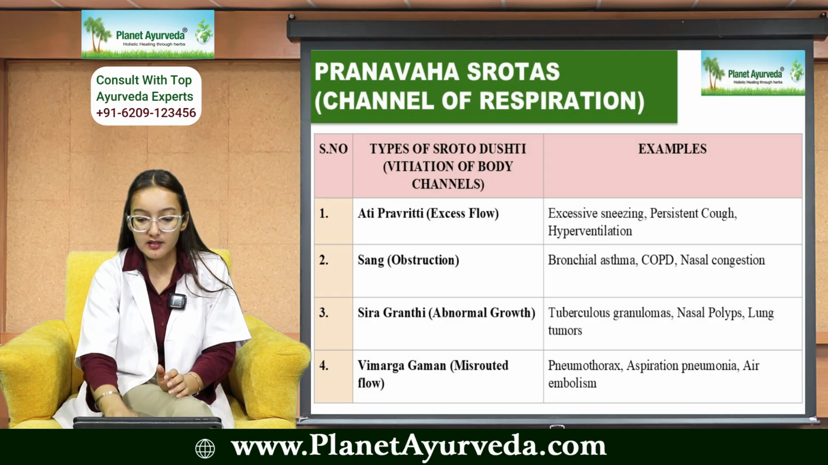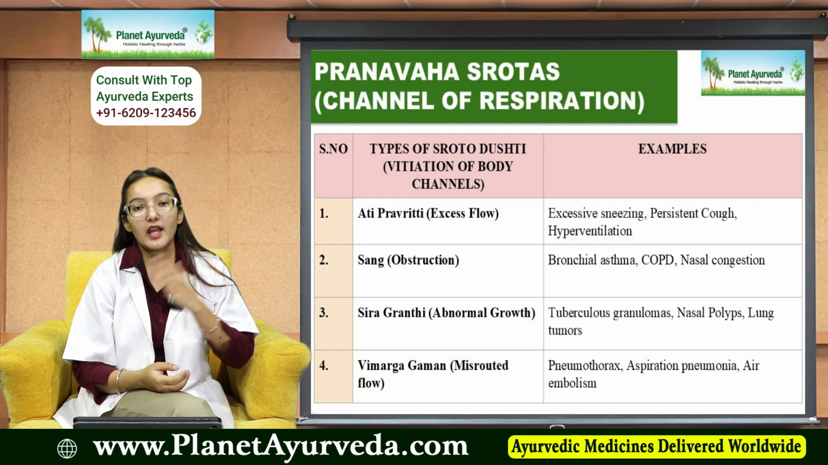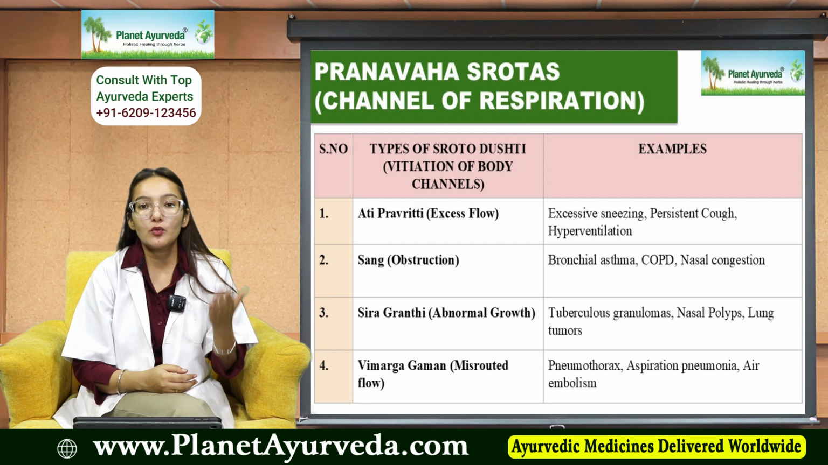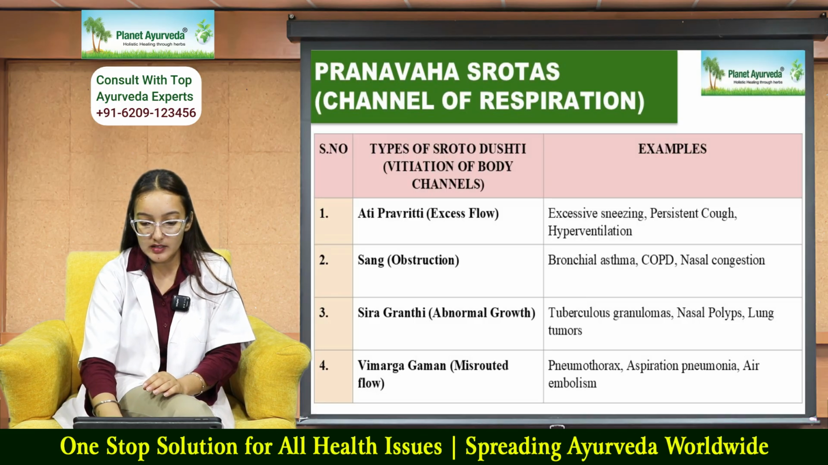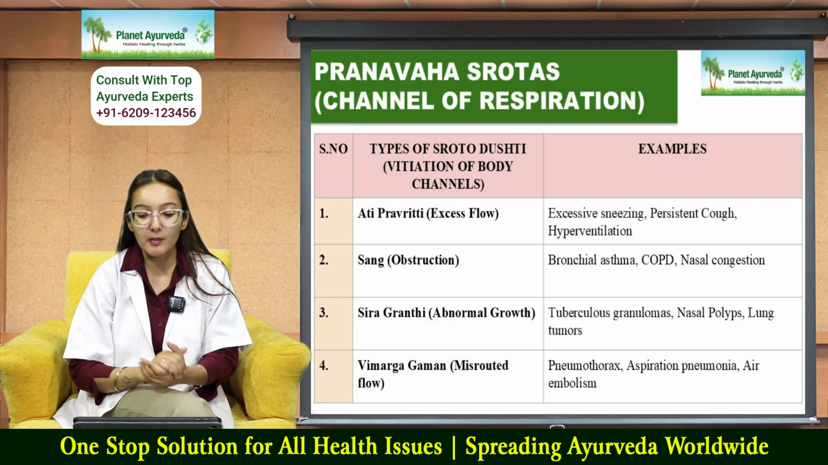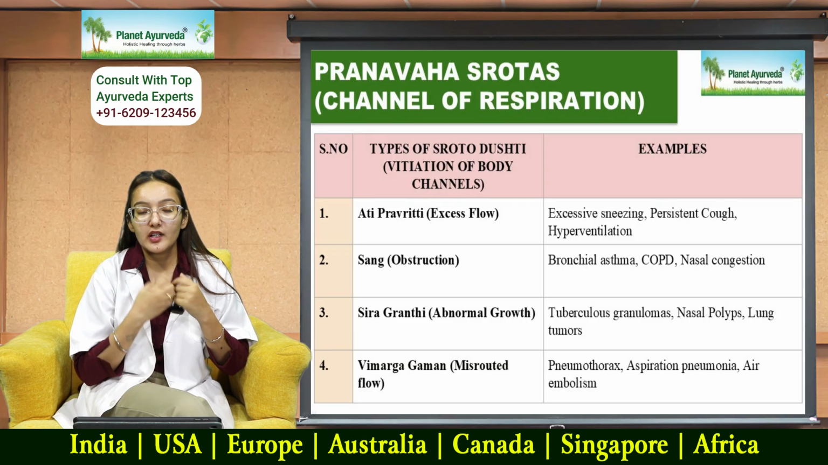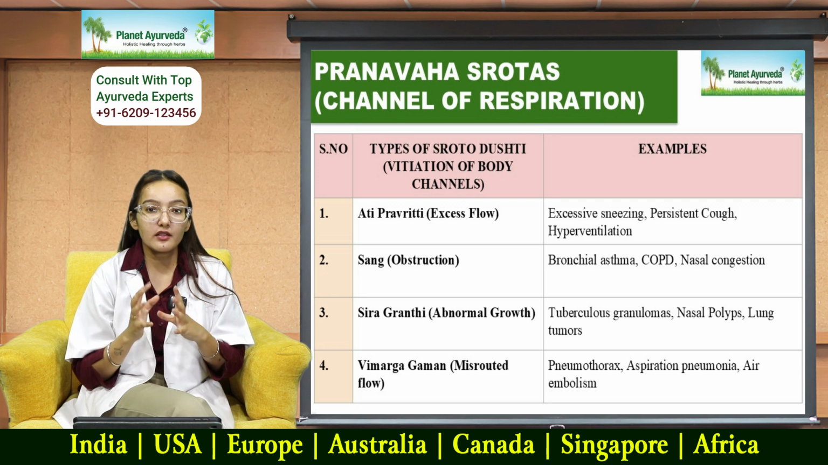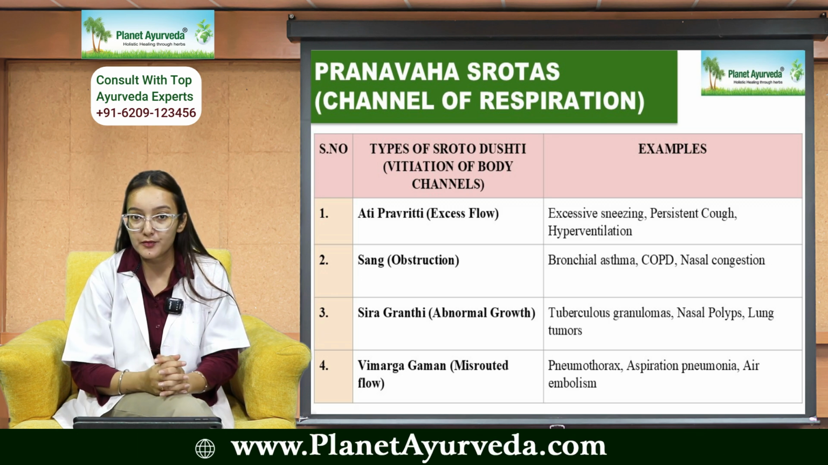Then is Vimargamana, or the misrouted flow. So here comes the example of aspiration pneumonia, in which food enters into the windpipe. It further leads to infection and inflammation. So this is aspiration pneumonia. Pneumothorax. What happens in pneumothorax? In pneumothorax, the air leaks into the pleural cavity. That creates pressure in the pleural cavity, and further the person ends up with lung collapse.